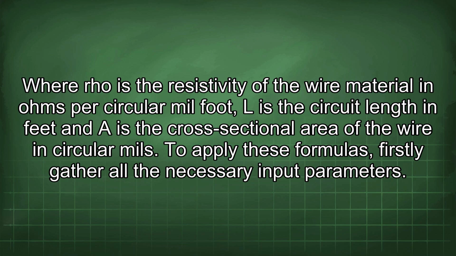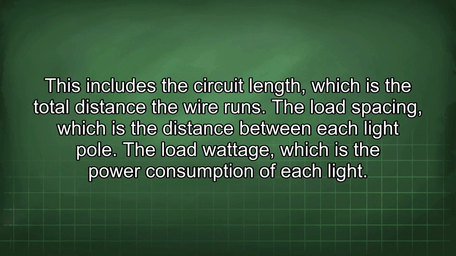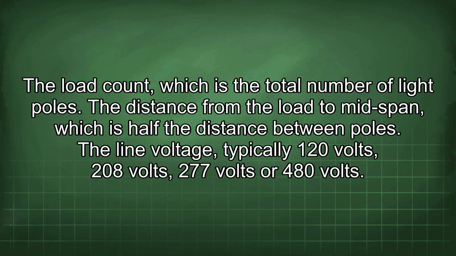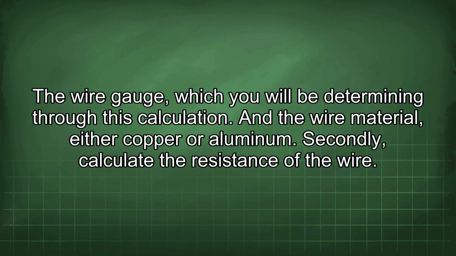To apply these formulas, firstly gather all the necessary input parameters. This includes the circuit length, which is the total distance the wire runs, the load spacing, which is the distance between each light pole, the load wattage, which is the power consumption of each light, the load count, which is the total number of light poles, the distance from the load to midspan, which is half the distance between poles, the line voltage, typically 120 volts, 208 volts, 277 volts or 480 volts, the wire gauge, which you will be determining through this calculation, and the wire material, either copper or aluminum.